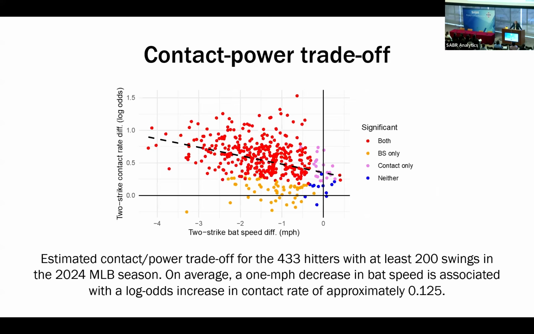All right, so I'm just showing a summary slide here. I'm plotting the relationship between estimated changes in bat speed and estimated changes in contact rate. Each observation here corresponds to one of those 433 hitters, and I'm color coding it according to whether the changes in bat speed and changes in contact rate are deemed significant. So you see, for the vast majority of hitters here, for all but a handful of hitters, we're seeing detectable changes either in bat speed or in contact rate. And what we also see, illustrated with the black dashed line there, is a pretty clear linear trend. On average, a 1 mile an hour decrease in bat speed is associated with a log odds increase in contact rate of approximately 1/8.